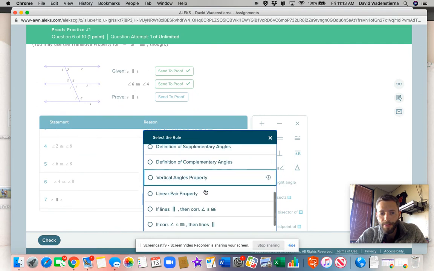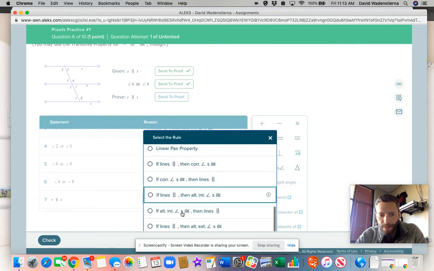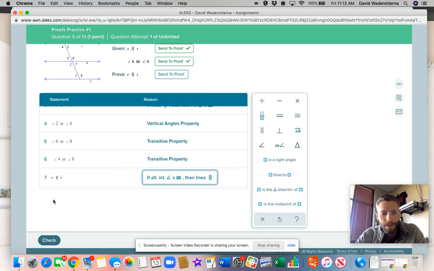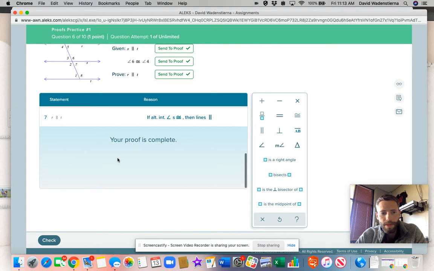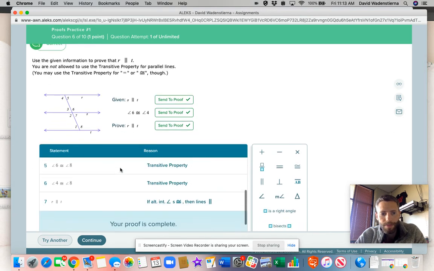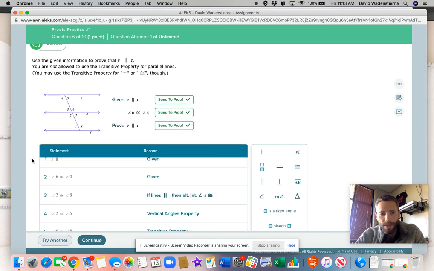So let's find that. If alternate interior angles are congruent, then lines are parallel. There we go. Validate, and my proof is complete. All right. That's correct. Good.